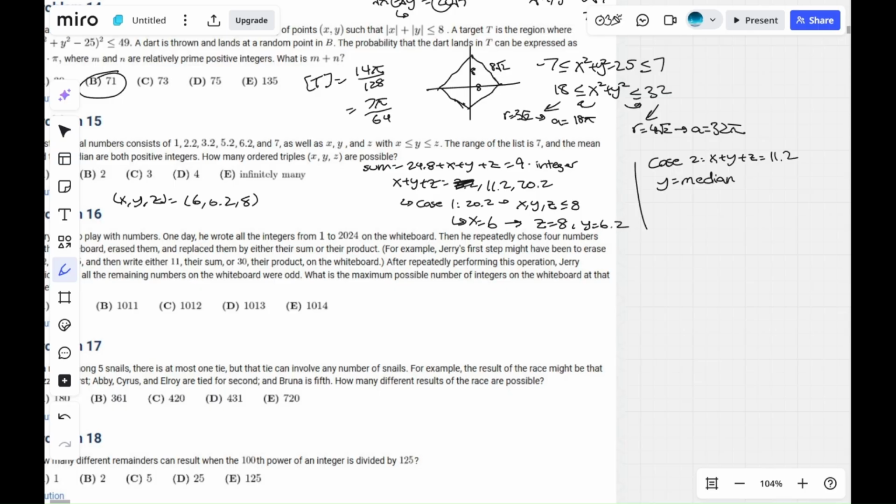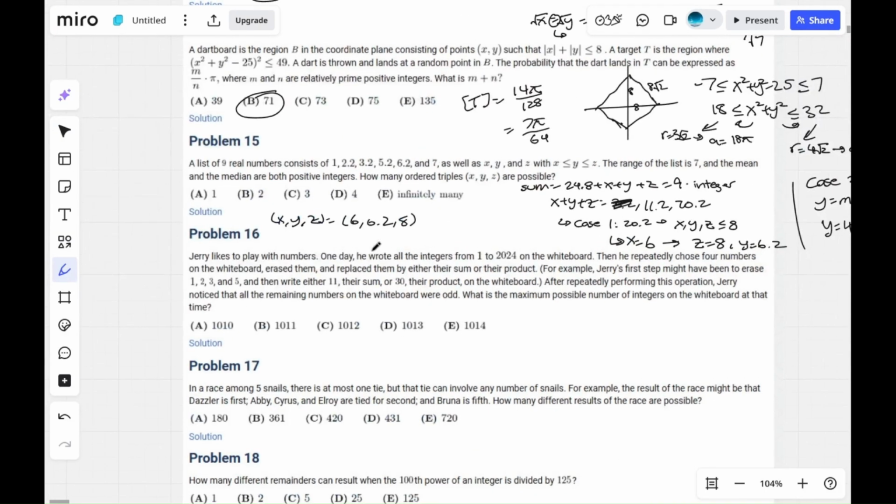So then we know that the median has to be between 3.2 and 5.2 because 3.2 and 5.2 are number 3 and number 4 given to us right now, and we're adding one number to both sides. So that means that y is 4 or 5. So for each of these cases, we can find another triple. When y is 4, x is 0.1, and z is 7.1. And when y is 5, x is 0, and z is 6.2. So that means that we have a total of 3 triples x, y, and z. So our answer is C.